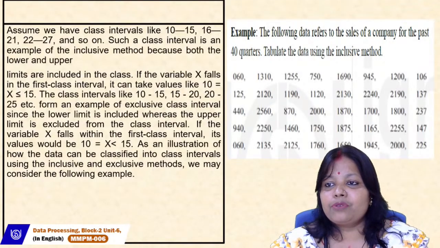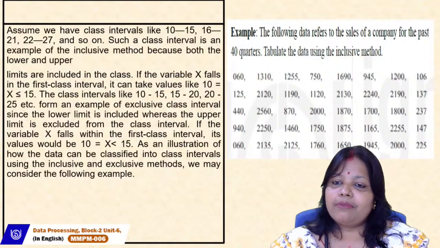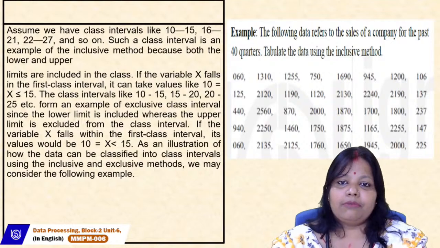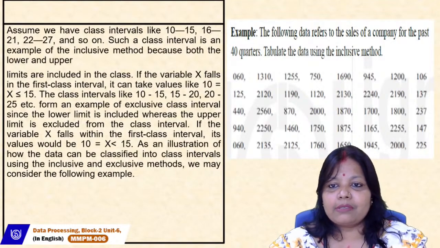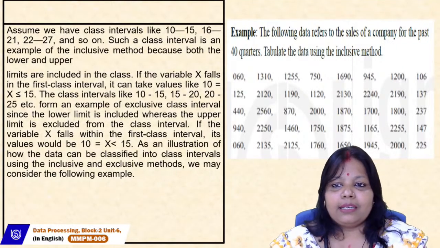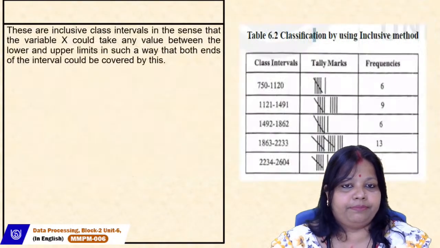The following data refers to the sales of a company for the past 40 quarters. Tabulate the data using the inclusive method. So what do we have to do? First we have to identify the lowest number, then the highest number. Then there is a formula, and we have to find out the class width using that. With that class width, we can prepare our class intervals for tabulating the given data.